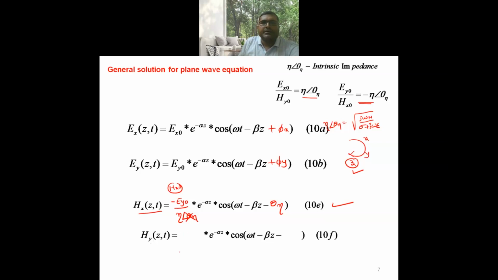And 10d. Here the term present is Hy naught, Ex naught by eta. The angle is in denominator, so it is included in cos term with negative sign. 10d can be rewritten as 10f. You can use 10a, b, c, d as general solutions, or 10a, b and e, f as general solution of electromagnetic wave.